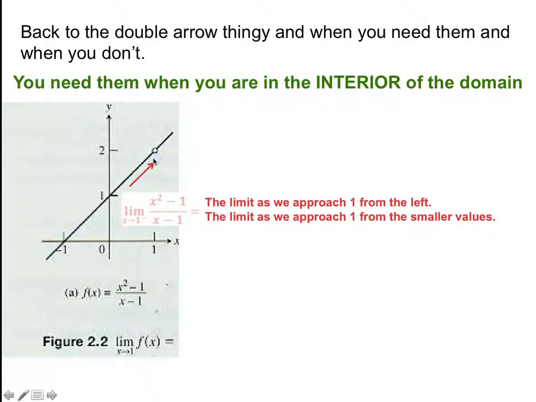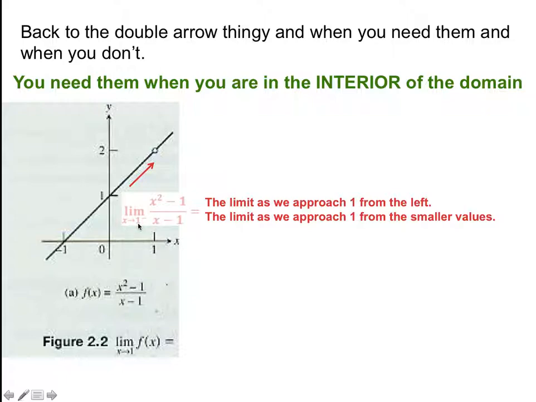So we're going to do this graphically. As we approach 1 from, notice the notation here, it says x approaches 1 minus. That means as x approaches 1 from the left. So the limit as we approach 1 from the left, that's what this means. Okay, it means we're approaching this x value of 1 from smaller values, from the left-hand side, which are the smaller values than 1.